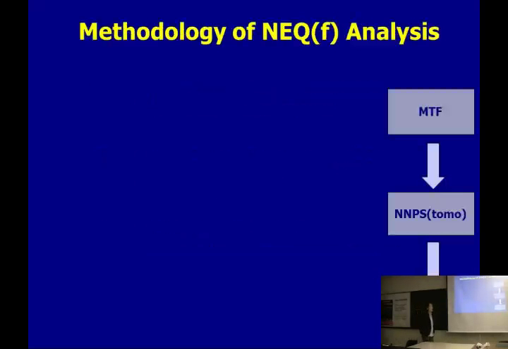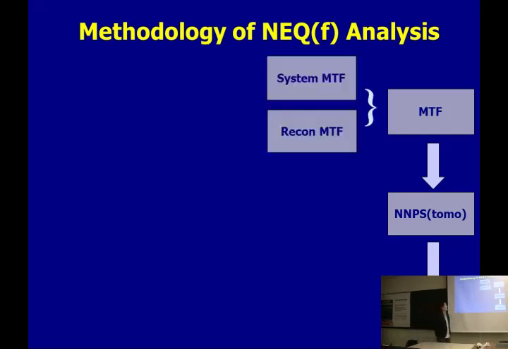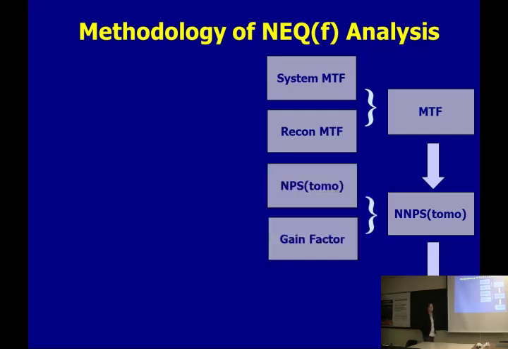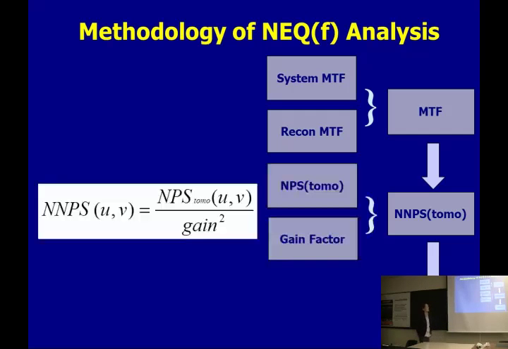So we can measure the modulation transfer function (MTF). This is the resolution, or the signal quality, in the spatial domain. And also the noise power spectrum (NPS), which is basically the noise quality. Then we combine them together as the noise equivalent quanta (NEQ), which is the signal-to-noise ratio in the frequency domain. So we can do image quality evaluation based on physical measurement and some kind of computer simulation.